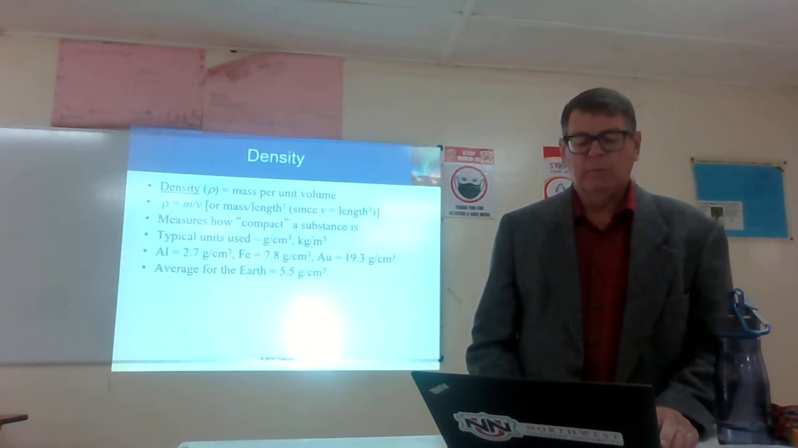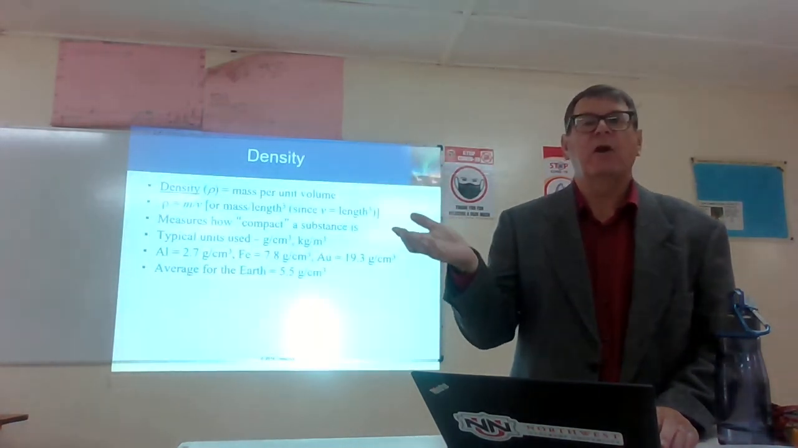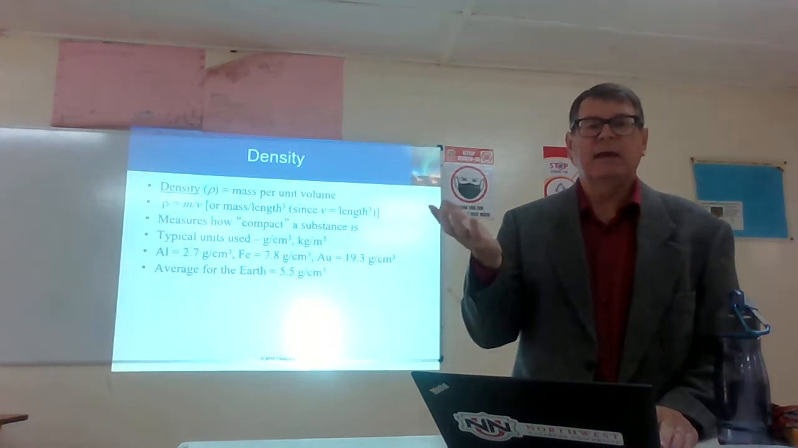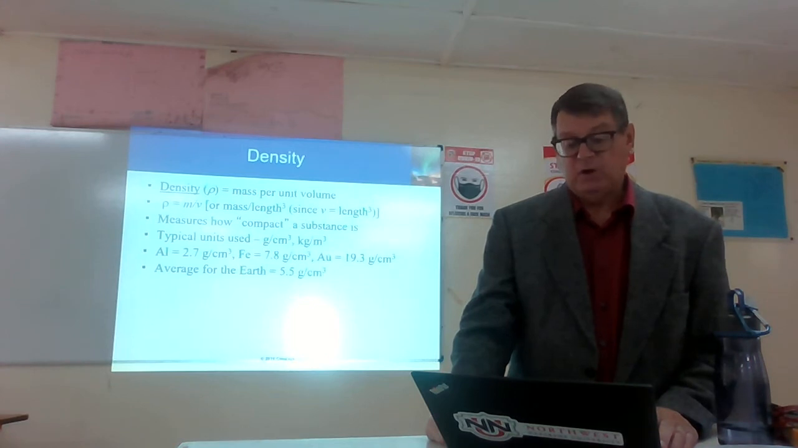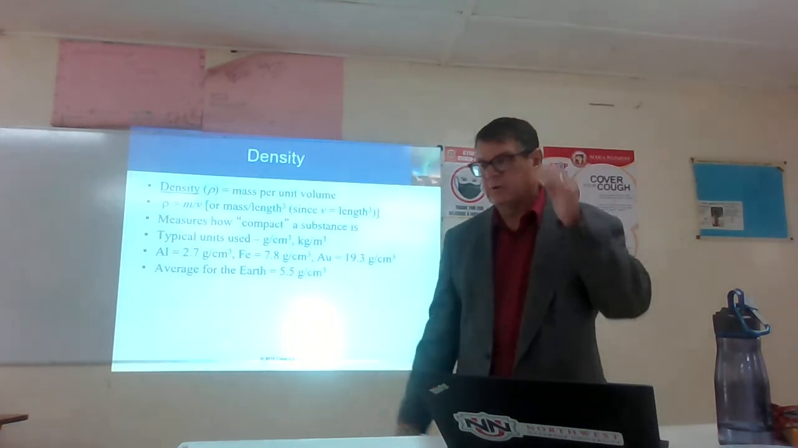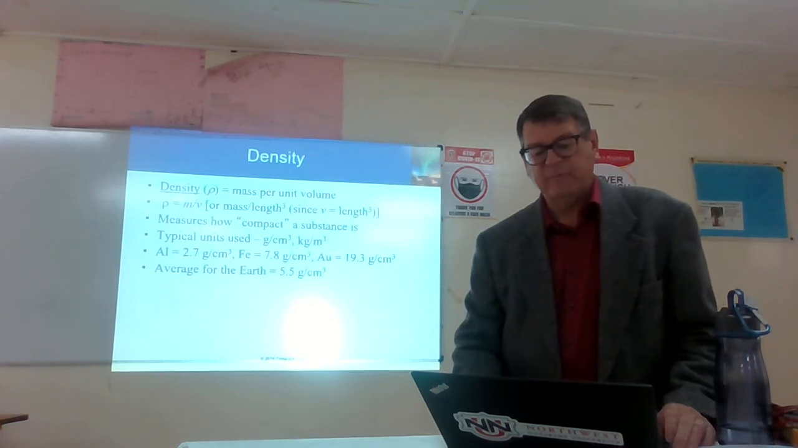But if you look at the metals, aluminum, we know, is very light. You've held aluminum. It's a very light metal. We make aircraft out of aluminum, spacecraft out of aluminum, because it's light. 2.7 grams per cubic centimeter. Iron is much heavier, a factor of almost three times heavier than aluminum. And gold is very heavy. 19 grams per cubic centimeter. And the average for all the earth materials, if you put all the materials together, including all the rocks and so forth, is about 5.5 grams per cubic centimeter.